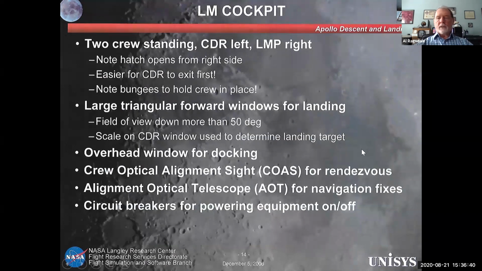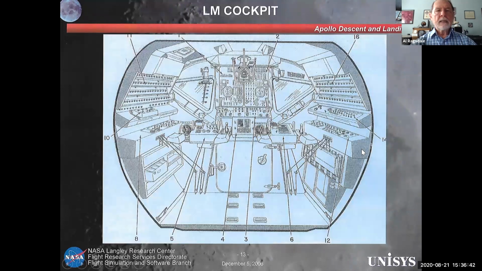There was an overhead window right here for docking, which was literally a pain in the neck in Earth gravity to try to look out that top of the window for an hour or two. And they abandoned that and decided it was better just to have the limb move into position about 30 feet in front of the command module, and the command module actually did the docking.